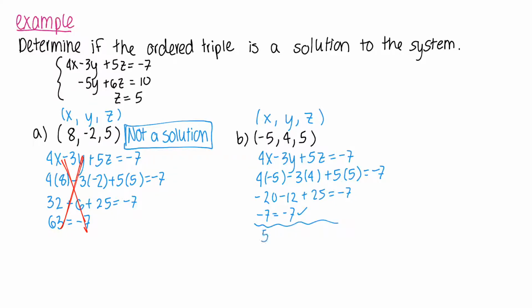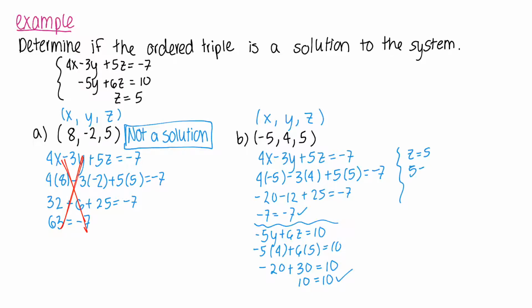Checking the next one, so that's the -5y plus 6z equals 10. y is 4, and z is 5. -20 plus 30 equals 10, and that's true. We get 10 equals 10. The very last one is just z equals 5, which we do know. We know that 5 is equal to 5. So it works for all three equations, which means we can say that this is a solution to the system because it makes all three equations true when you plug it in.